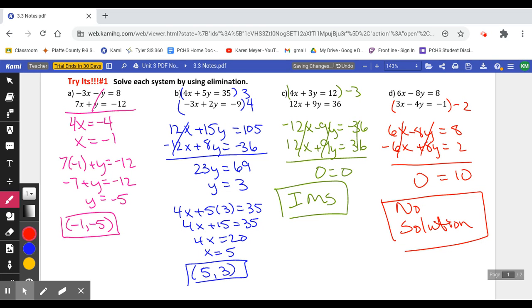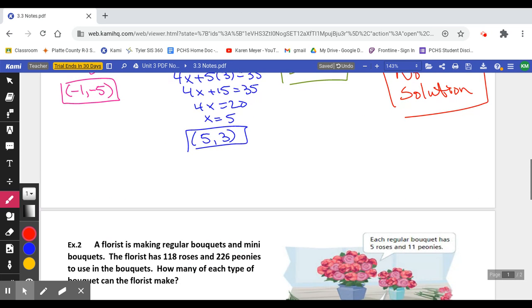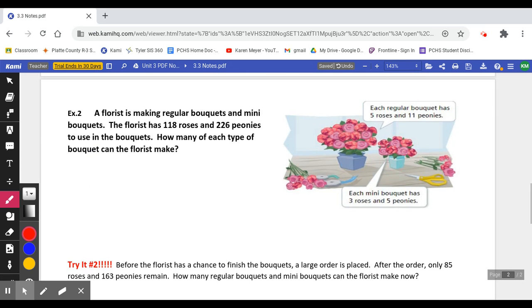Okay, if you had any questions on these 4, make sure you star them so that you can ask me later. And then just like with substitution, we will also have some word problems. So let's look at that next. A florist is making 2 different types of bouquets. We're making a regular one and a mini one. And we're using roses and pansies.